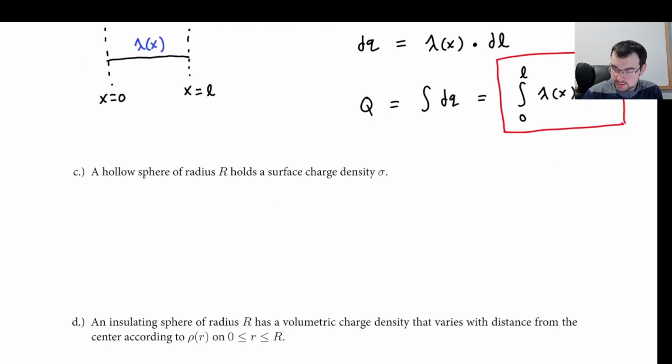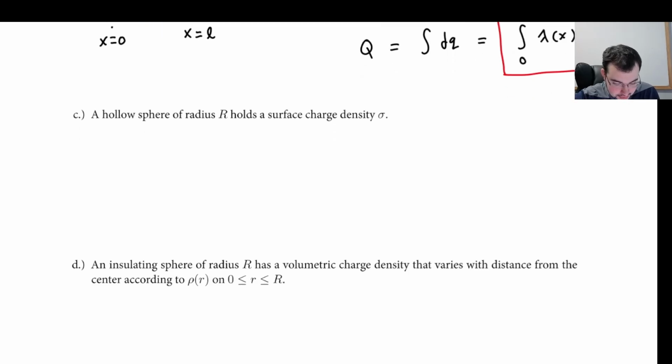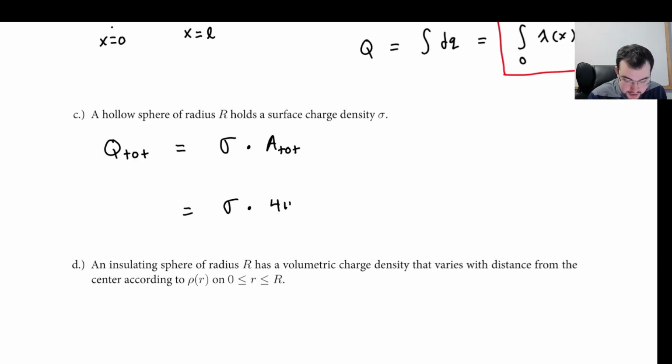A hollow sphere of radius r holds charge density sigma. Well, once again, anytime it's not varying, we don't need to use calculus. So surface charge, that's an area related quantity. So we know that my total charge is just going to be my charge per area times the total area of this object. And if this is a sphere, the area of a sphere is just 4 pi r squared.